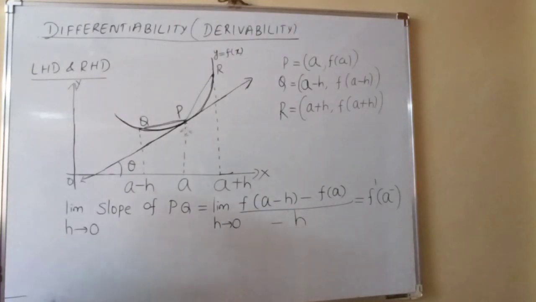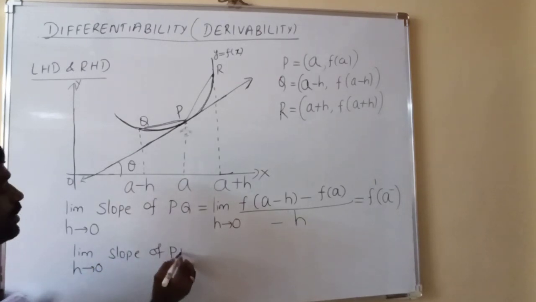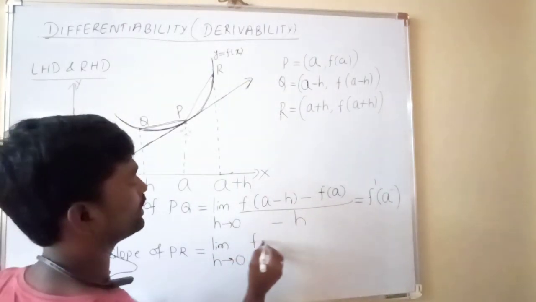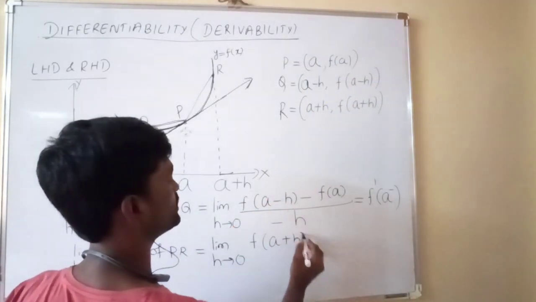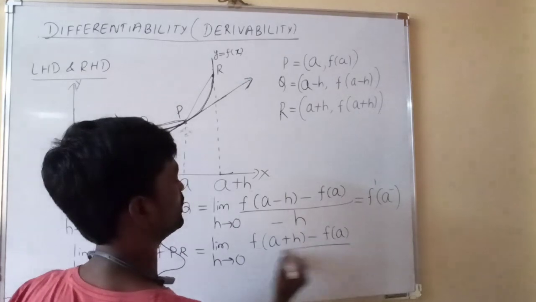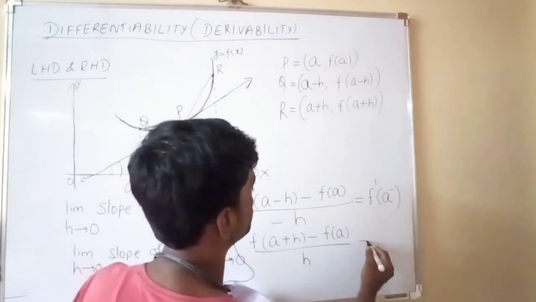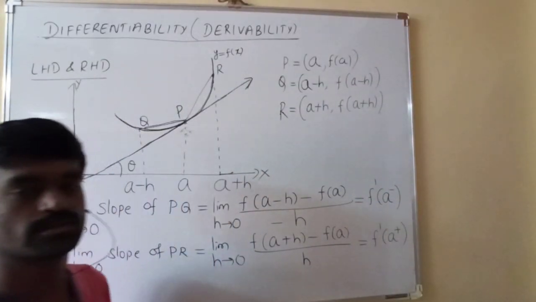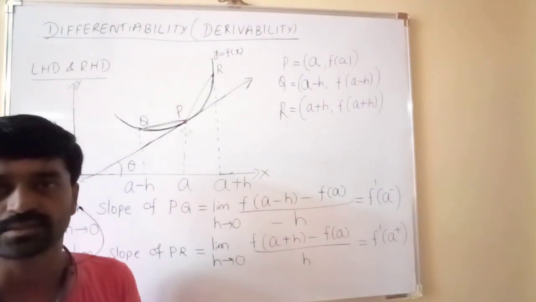Next, similarly, if I consider the limit as h tends to 0 of the slope of PR, what will you get by using y2 minus y1 by x2 minus x1? The slope of PR is f of a plus h minus f of a, by h. If this limit exists and is finite, it is denoted by f dash of a plus, and this f dash of a plus is called the right hand derivative of f at x is equal to a.